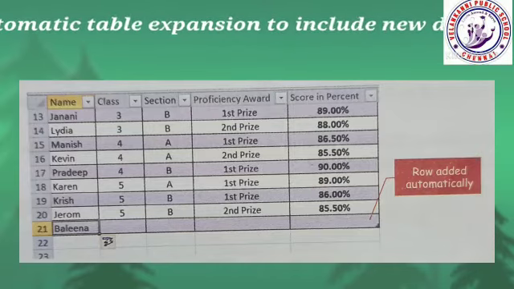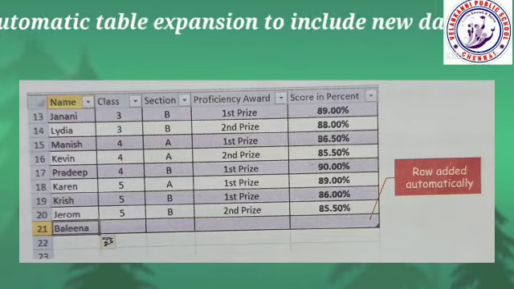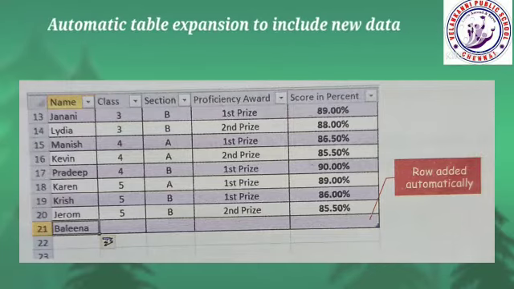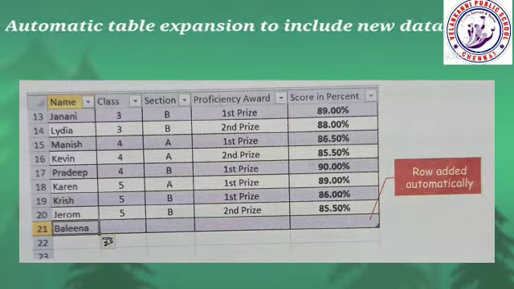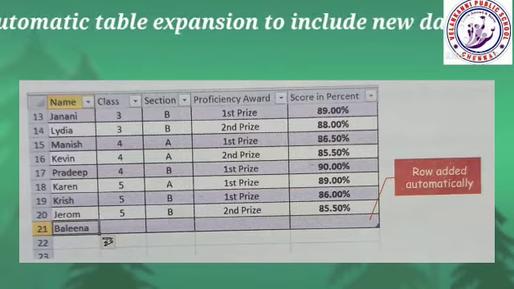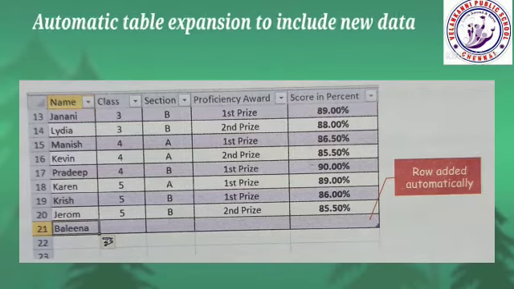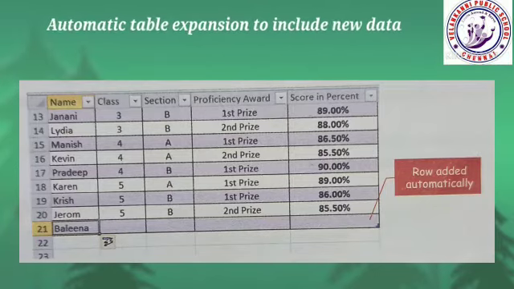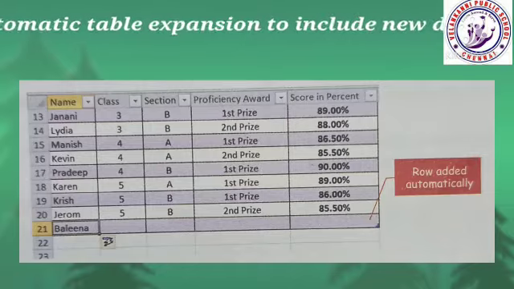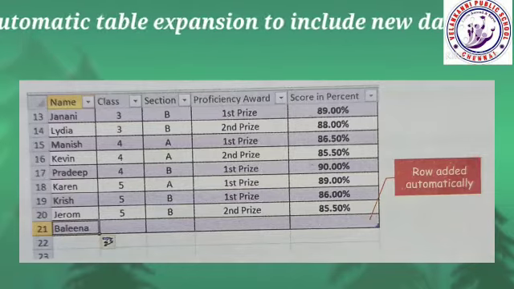But it is not just the table formatting that is extended. The table functions and formulas are applied to the new data too. In other words, whenever you draw a table in Excel, it is a dynamic table by nature. And like a dynamic named range, it expands automatically to accommodate new values.